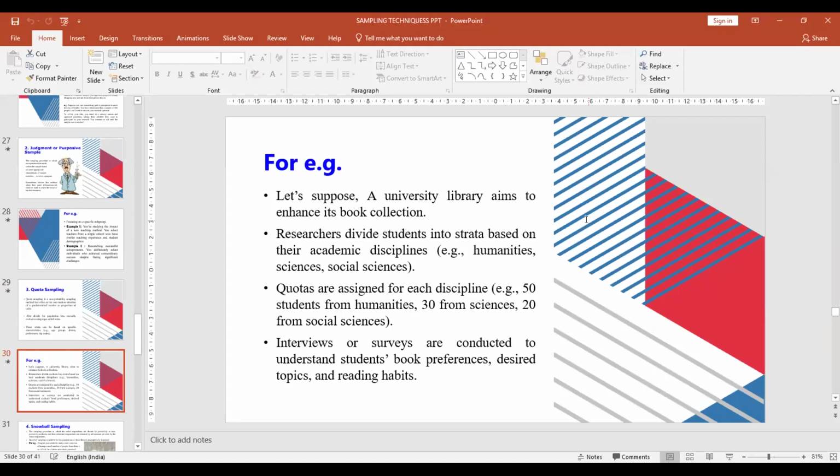Then interviews or surveys are conducted to understand topics and reading habits. So we can say that quota sampling is very fruitful for those investigations where the investigator decides for themselves.